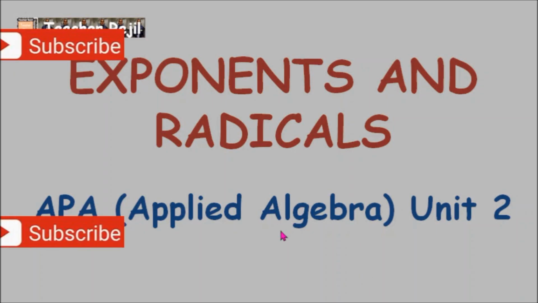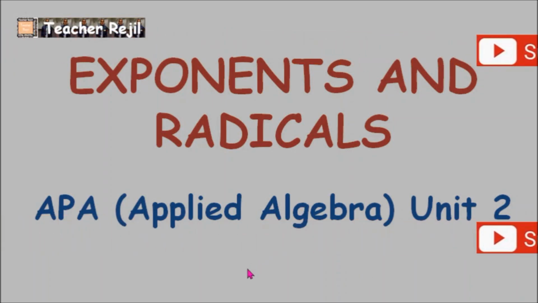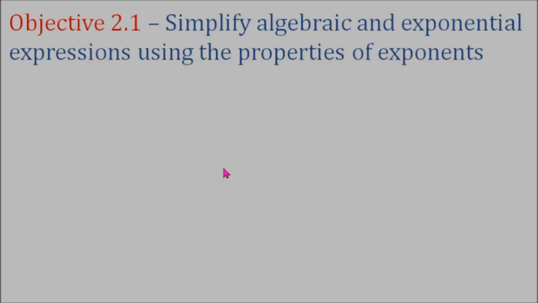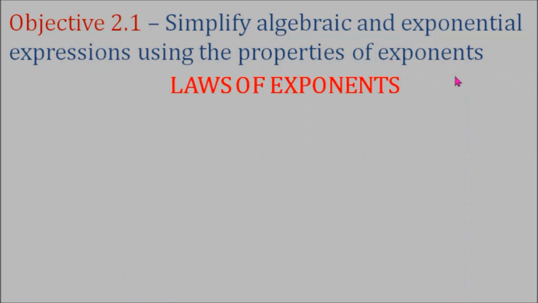Exponents and radicals is Unit 2 of the course Applied Algebra, or APA. There are 3 objectives in this unit. Objective number 1: simplify algebraic and exponential expressions using the properties of exponents. First, let's review the laws of exponents.